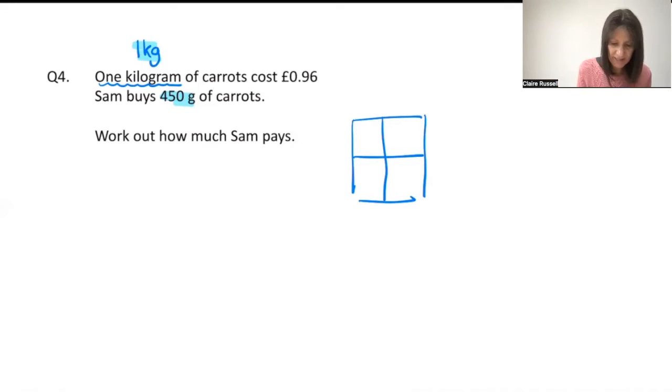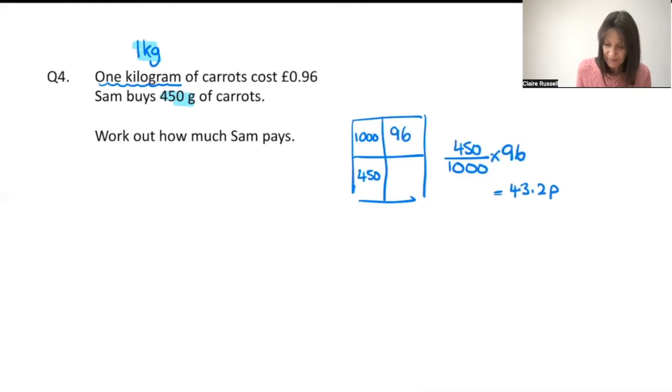I can't work in different units. So I'm going to be changing my kilograms into grams. So there are 1,000 grams in a kilogram, and I'll just put 96 in at this stage, okay? Now I want to know what 450 is. 1,000 is what I'm dividing by. And then I pop that in my calculator and I will get 43.2 pence, or 43 pence.